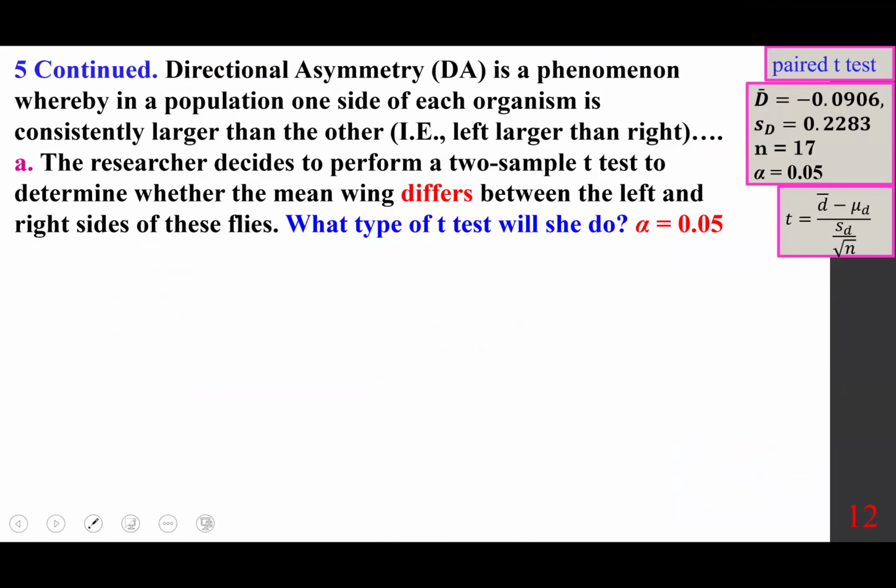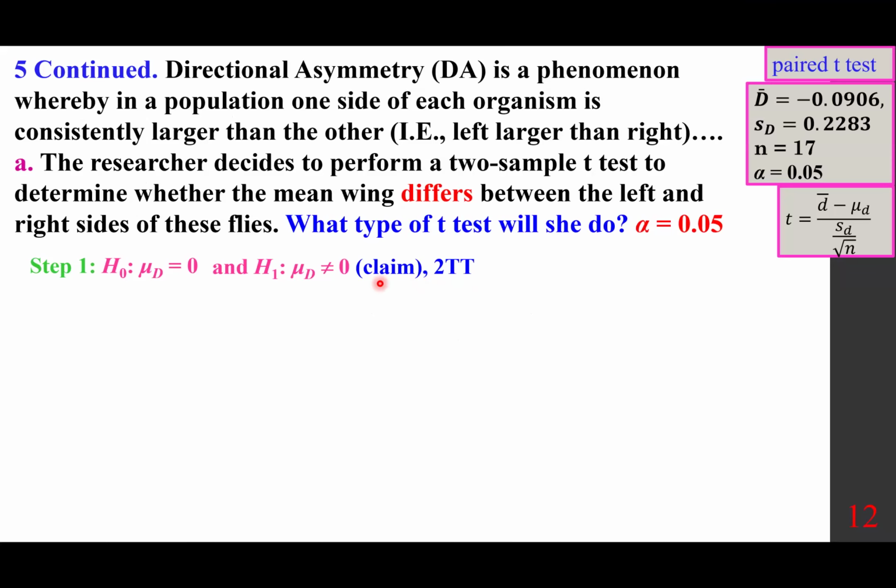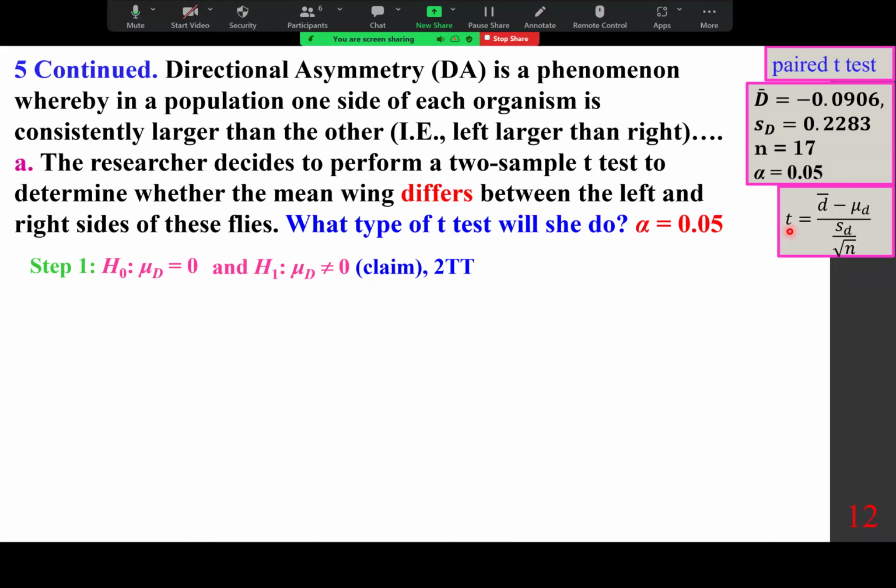All right. So the very first step is H0: mu sub D equals 0. And we want to see whether they differ or not. So H1: mu sub D is not equal to 0, which makes it a two-tailed test with a claim. So let's look at calculations and formulas. If you look at this formula, think about the t that we learned about: t equals X bar minus mu of X bar over S over square root of N. So in essence, you can really run that test on the difference and it works exactly the same.